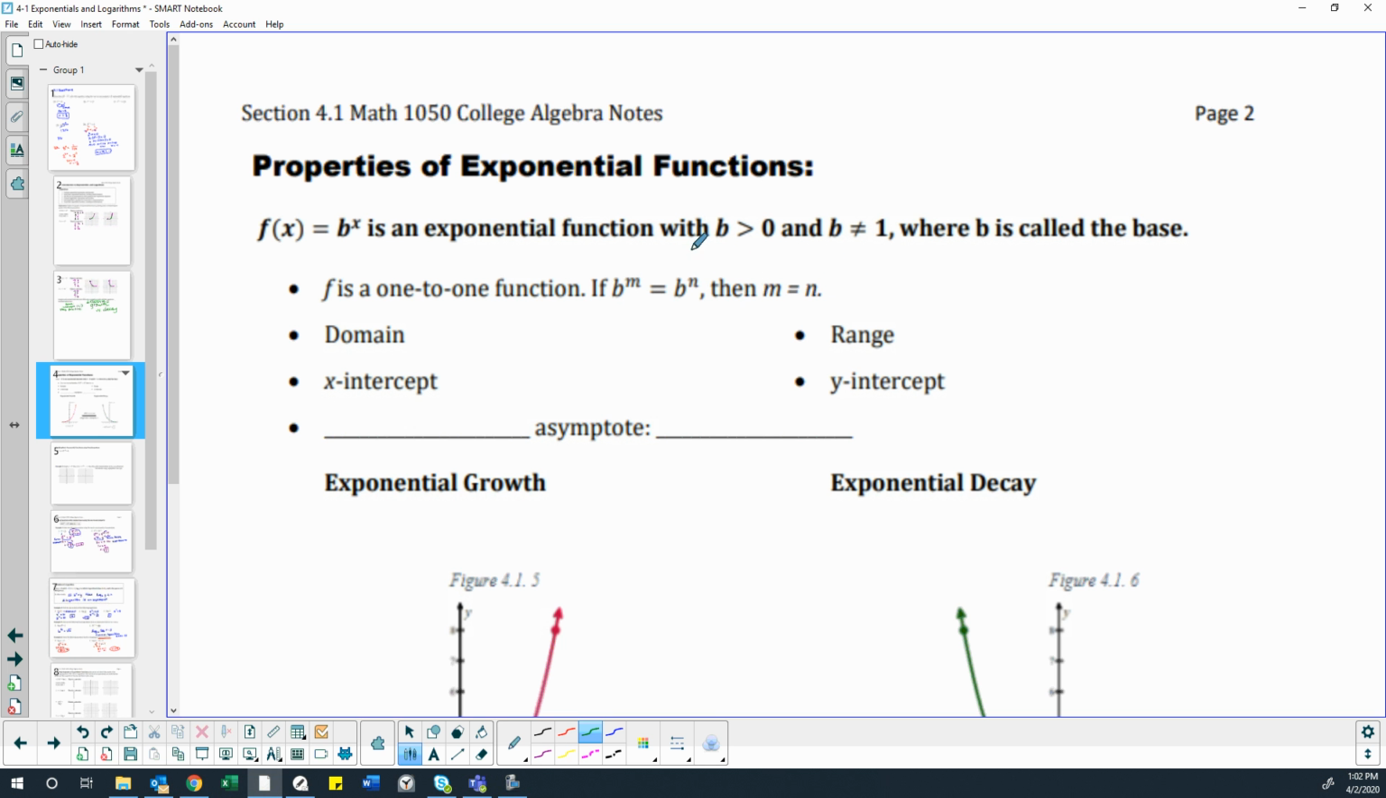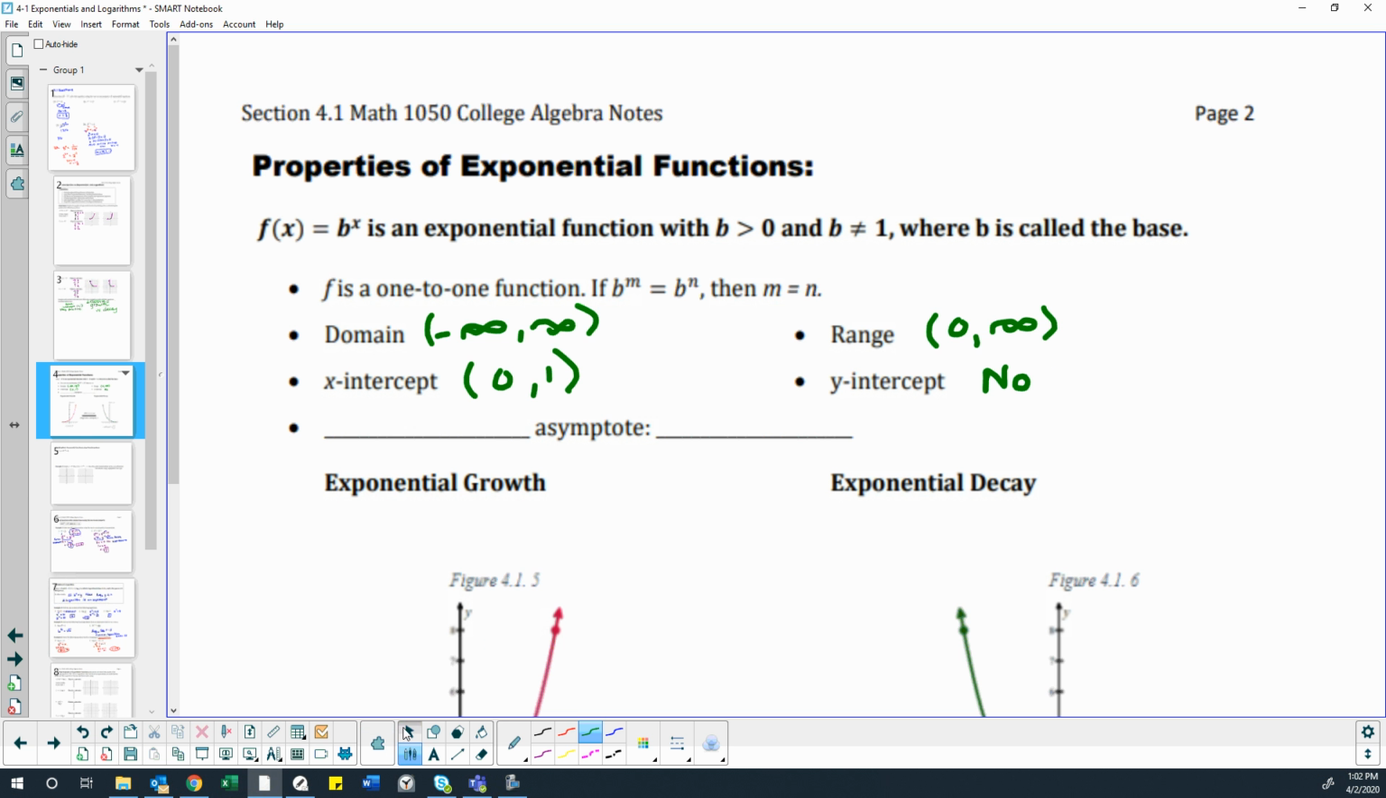We already saw videos that I created that use that one-to-one property to solve exponential equations with the same base. The domain from left to right is going to be all real numbers, so I'm just going to list that as negative infinity to infinity. The range is not going to include 0 and not be negative, so it's going to go from 0 to infinity. There's an x-intercept at 0, 1 because anything to the 0 power is 1, and there is no y-intercept.